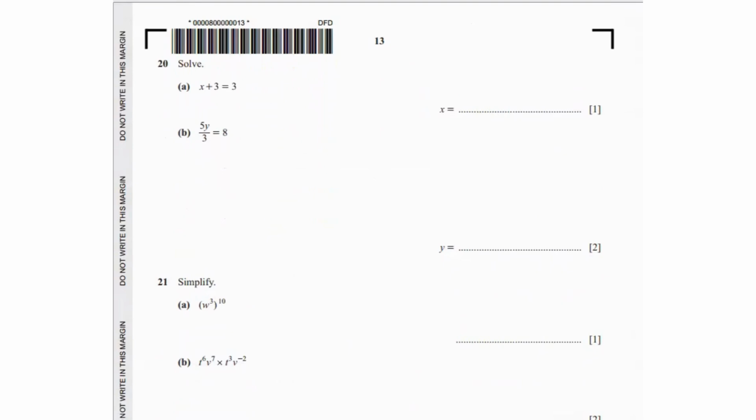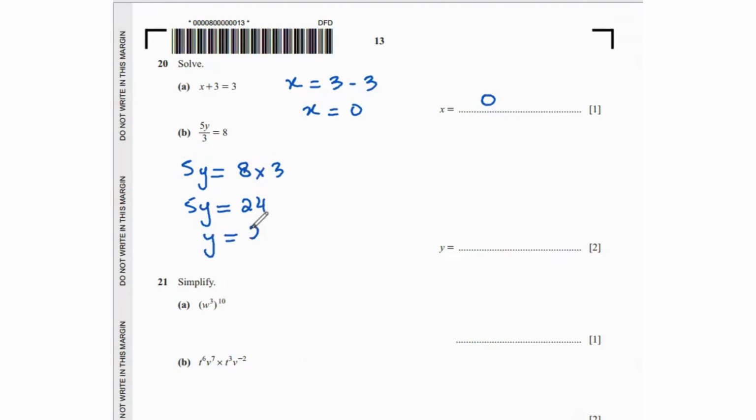Then we have solving one-step and two-step equations for algebra. X plus 3 equals 3. So x is going to be 0 because x is 3 minus 3. That's 0. Then 5y equals 2. We cross multiply 8 times 3. That's 24. Y is going to be 24 divided by 5, which equals 4.8.